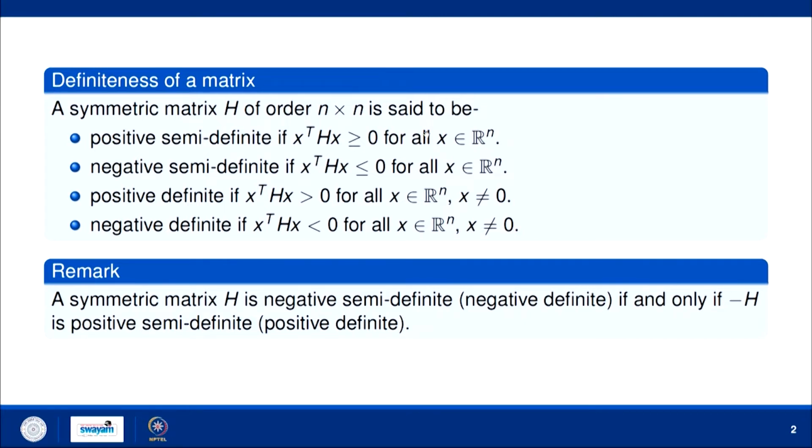So, from these 4 points, one thing is clear: if H is negative semi definite, then minus H is positive semi definite, because only the sign of the inequality is reversed. And similarly, if a matrix is positive definite, then minus H is negative definite. So, here is a remark: a symmetric matrix H is negative semi definite or negative definite if and only if minus H is positive semi definite or positive definite. Let us discuss these things by an example.